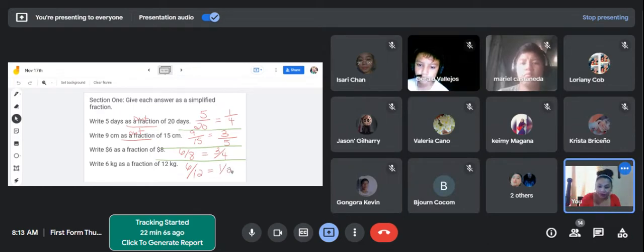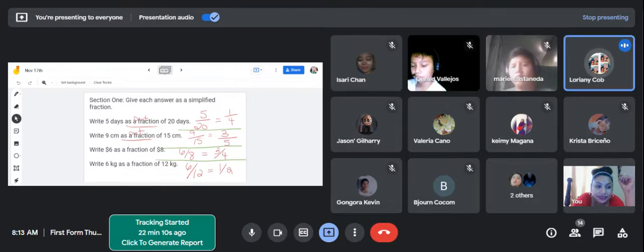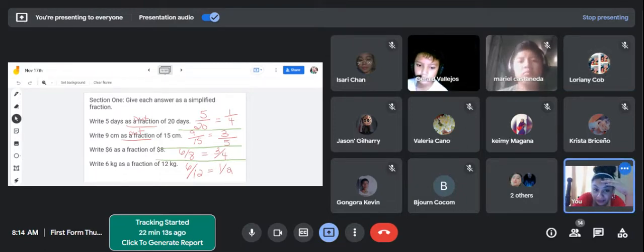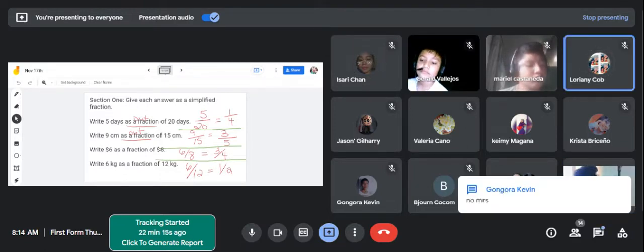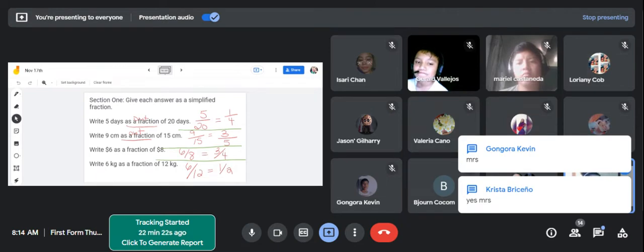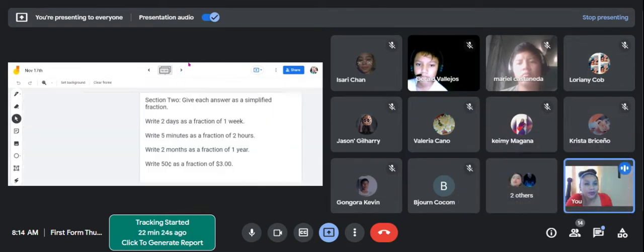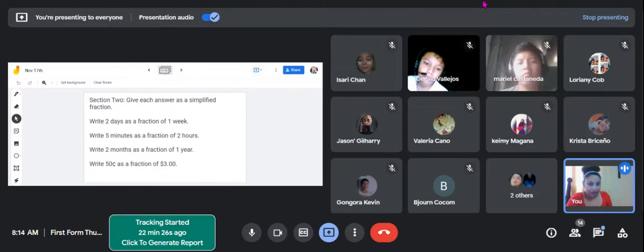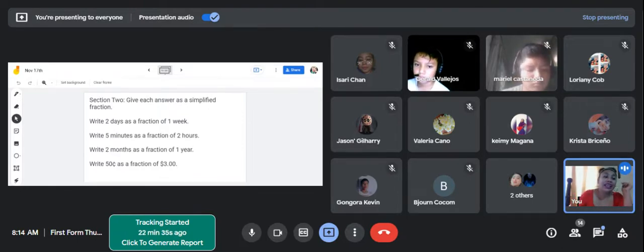Anybody has any questions? No, miss. Is it clear to everybody? Yes, miss. Okay. Now, I change this slide and we move to the other set of questions. Now, the other set of questions are basically, and I'm using the word basically because it's not 100% exactly the same. We have to be careful.